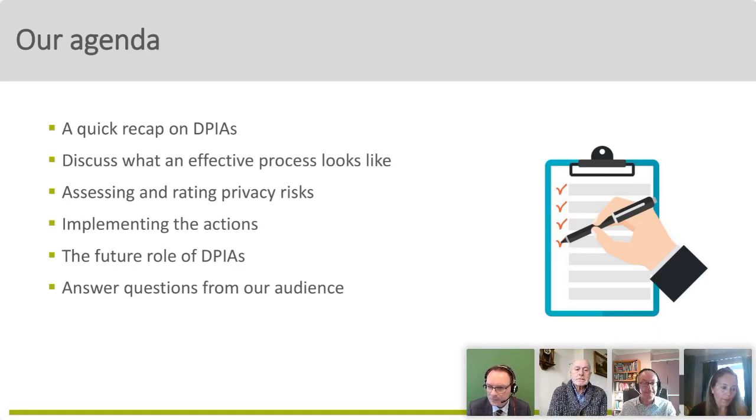So what we're looking to do here is a quick recap on DPIAs, discuss what an effective process looks like, look at assessing and rating privacy risks, implementing the actions, future role of DPIAs, and then we've got questions from the audience. Simon's got some notes that he's made, and I think I will pass over to him. And also, before we get into the Q&A, we've got some polling questions for you.